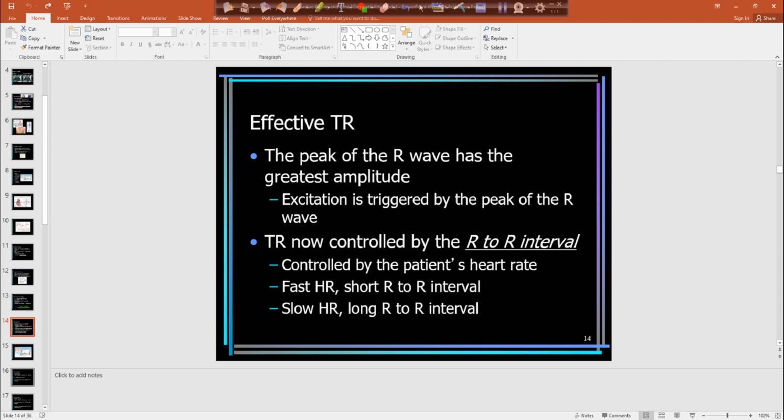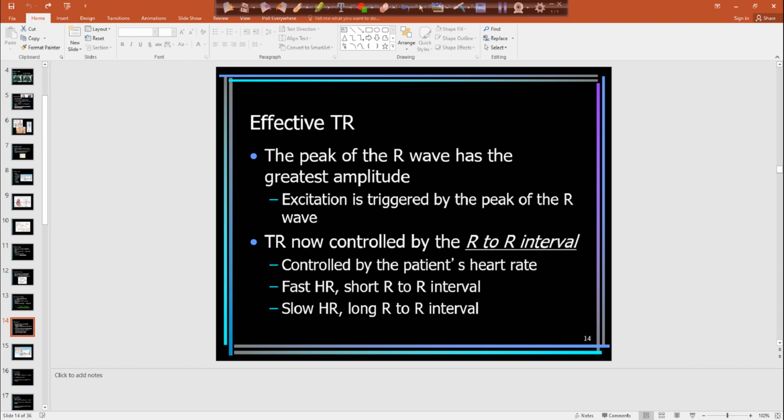Sometimes we can't really get a TR from just one R to R interval because it happens so quickly. Especially if we have a very fast heart rate, like 70 beats per minute, our TR is going to be only like 700. So that's T1, right? But if we need a T2 or proton density, we need to wait a little bit longer, and we actually time our pulse sequence between our first R interval and then like our second or third R interval.